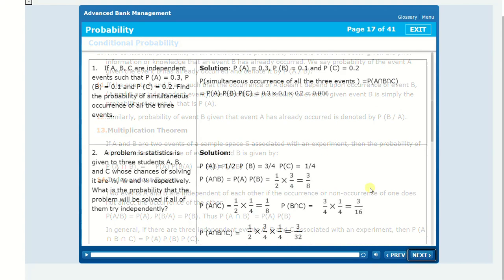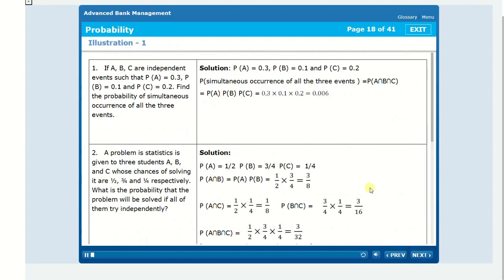Illustration 1. If A, B, C are independent events such that P of A equals 0.3, P of B equals 0.1 and P of C equals 0.2, find the probability of simultaneous occurrence of all the three events.